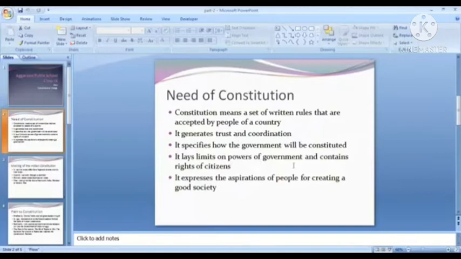And constitution also contains rights of the citizens. Whatever the rights provided to the citizens, all this is mentioned in the constitution.